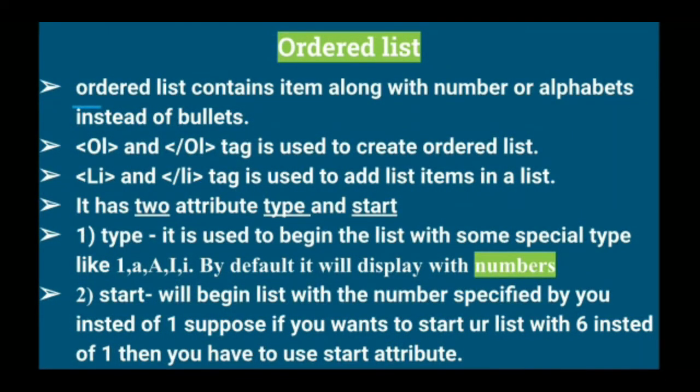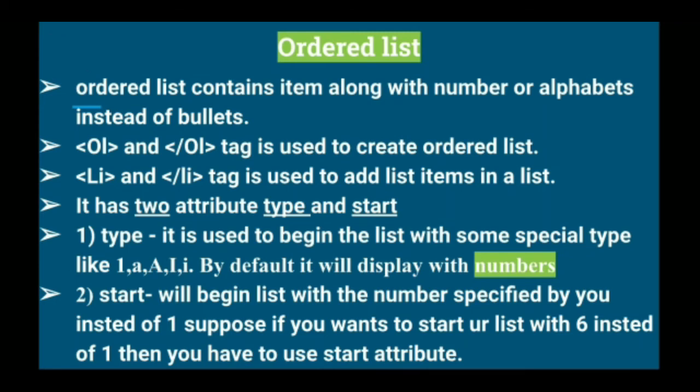Now let's discuss our next type of list, that is ordered list. Here an ordered list contains items along with numbers or alphabets instead of bullets. Means the list that is prepared by you with numbers or alphabets, that is known as an ordered list. OL tag is used to create an ordered list, where OL stands for ordered list. So OL is also a paired tag. And to insert list items in an ordered list, we have the same tag, that is li tag.